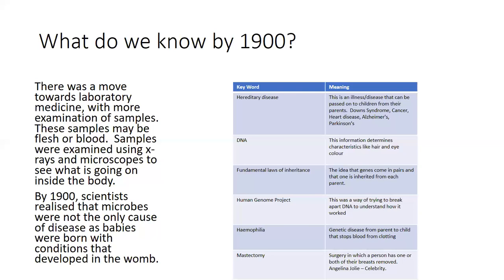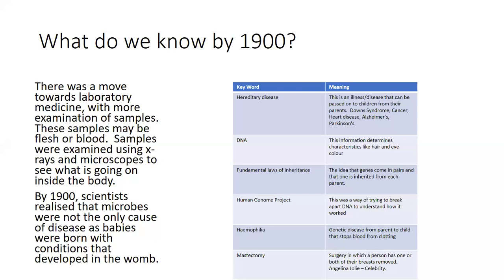So we've got a range of key words that you need to understand for this unit. First of all is a hereditary disease. Now, disease is a very strong word for this. It's probably best to say hereditary condition. This is an illness or condition that can be passed on to children from parents, grandparents. It's something where the DNA might be affected, there might be a chemical pathway that's affected. So Down syndrome, cancer such as breast cancer, heart disease, Alzheimer's, Parkinson's.